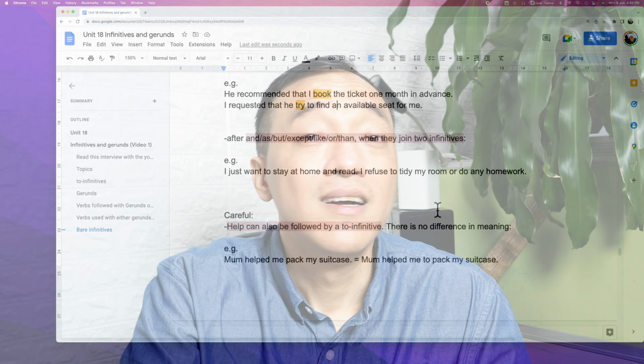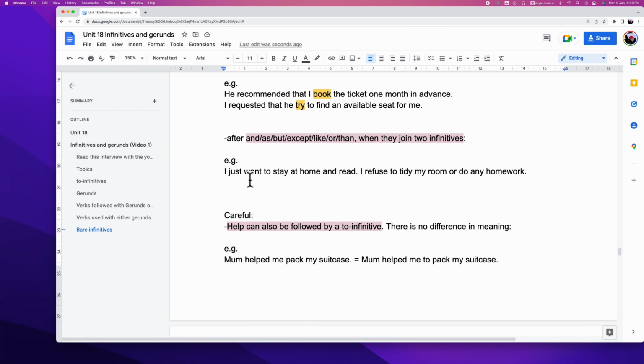There are some situations after these conjunctions where we have to have two infinitives, and the two infinitives are added in the same way. Let's take a look. I just want to stay at home and read. I refuse to tidy up my room or do any homework. The word or is a conjunction, so that's the reason tidy and do are followed by two infinitives.